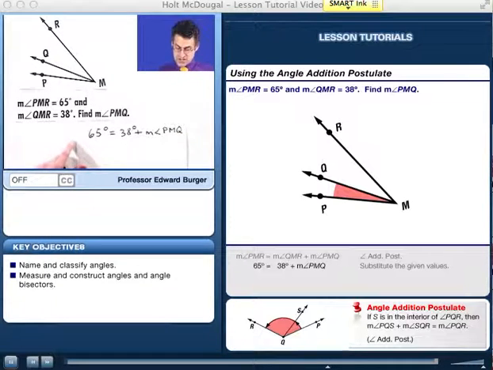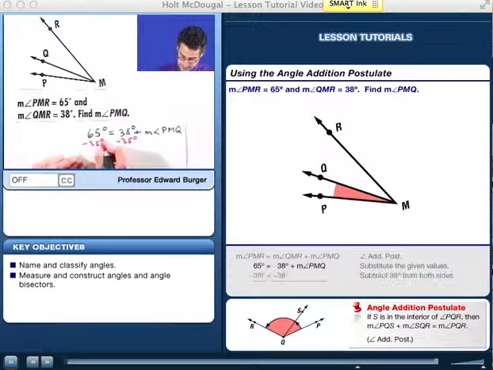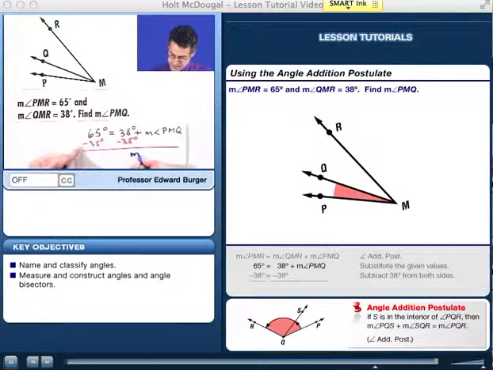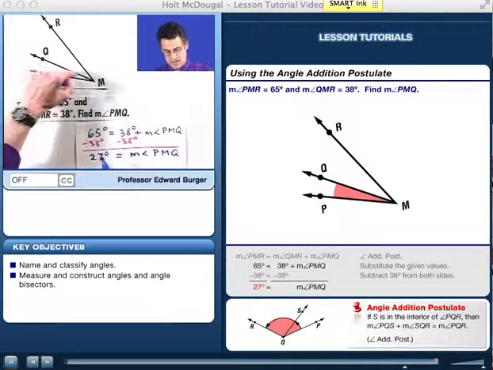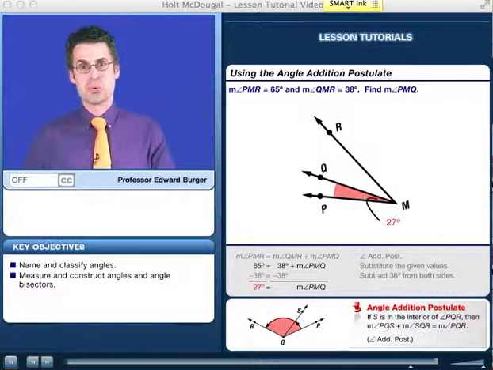Well, now this is an equation just in terms of the measure of angle PMQ, and I can solve for it by undoing the addition of 38 degrees by subtracting 38 degrees from both sides. And when I do that, that doesn't upset the scales and balance. This drops out. I'm just left with the measure of angle PMQ. But on this side, I have 65 degrees minus 38 degrees, which equals 27 degrees. And so that measure right there, that little teeny angle, turns out to be 27 degrees.